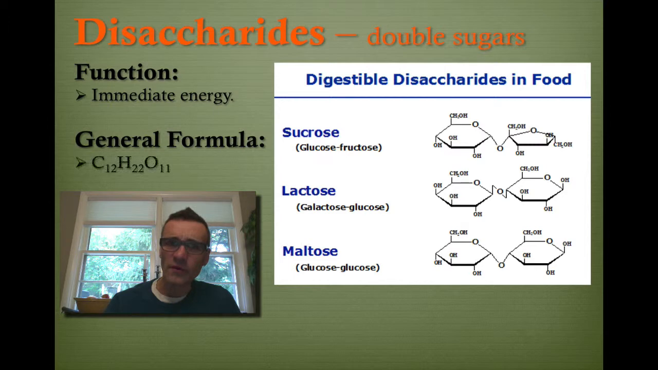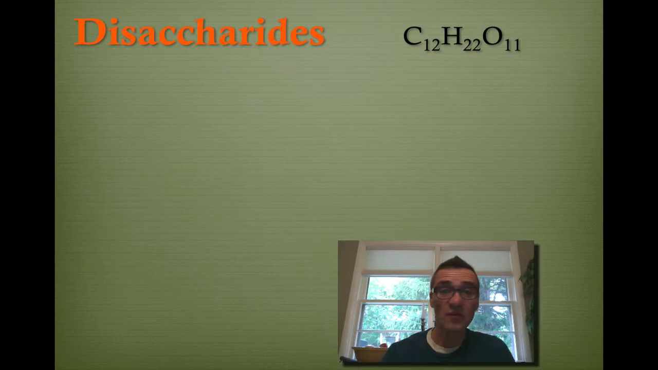The general formula of these is a little bit unusual. If you look at it, you would think, since they're 2 monosaccharides put together, that they'd simply be double that formula, but actually they're not. They're a little bit less than that. So you'll notice it's C12H22O11. So let's take a look at the disaccharides and where they come from and what they look like.